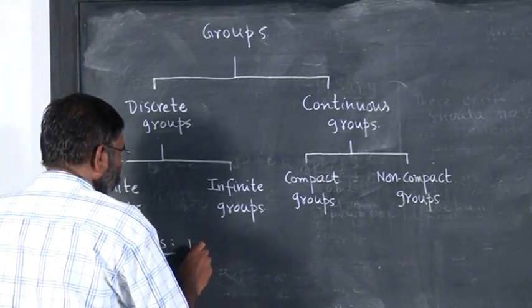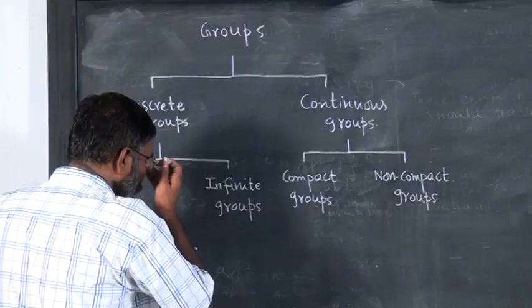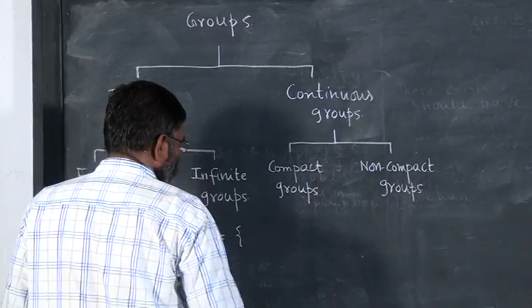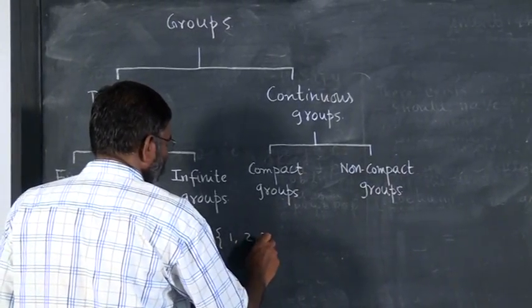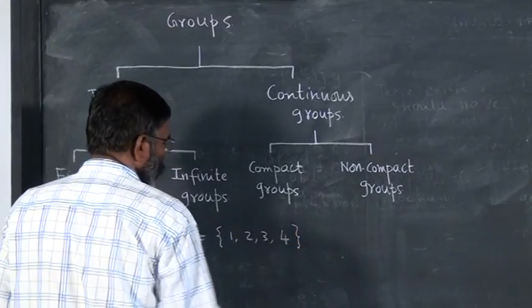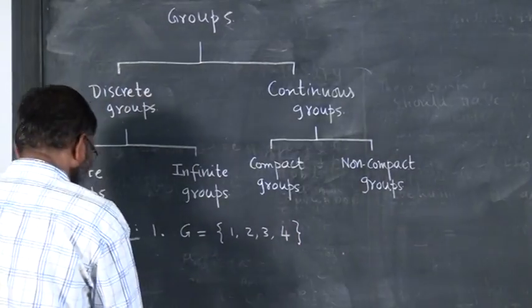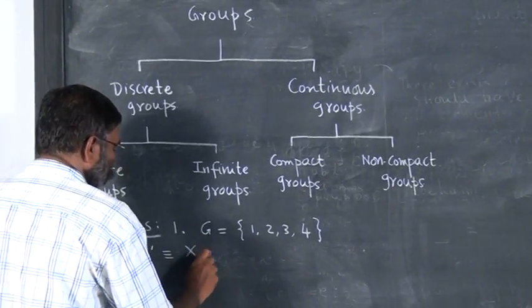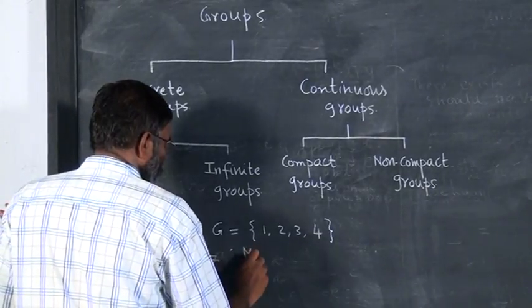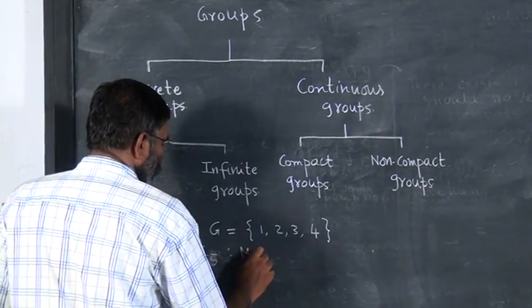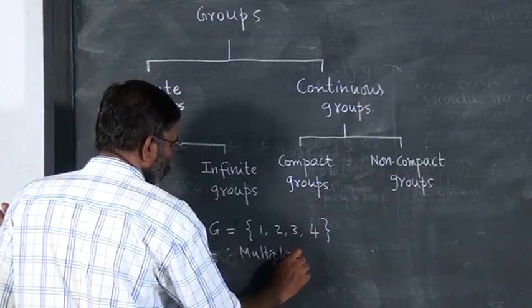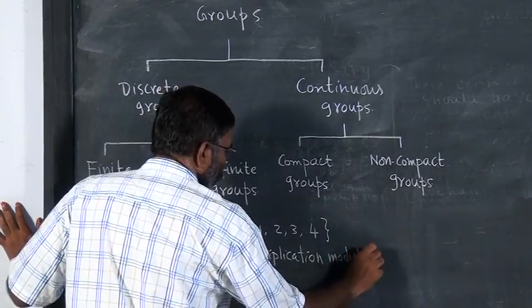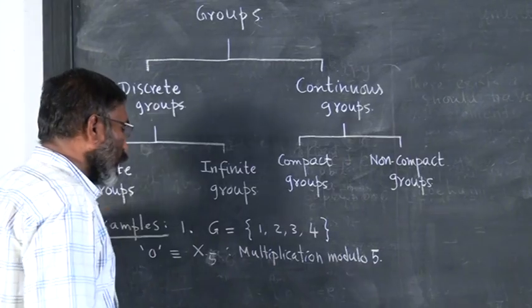Suppose I have G equal to {1, 2, 3, 4}, and the operation is multiplication modulo 5. What does this operation mean?